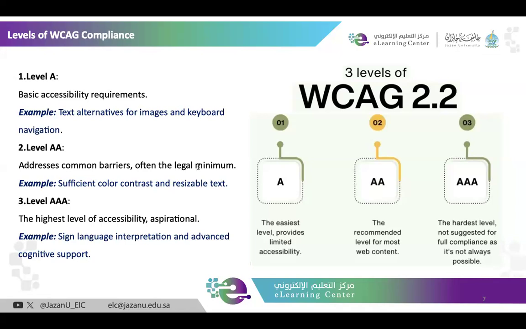If you talk about level AAA, that is the highest and most rigorous level of accessibility. For example, sign language interpretation for multimedia and enhanced support for users with cognitive disabilities. Achieving this level is not required for all content. But if we are going for level AAA, all of its requirements must be fulfilled.